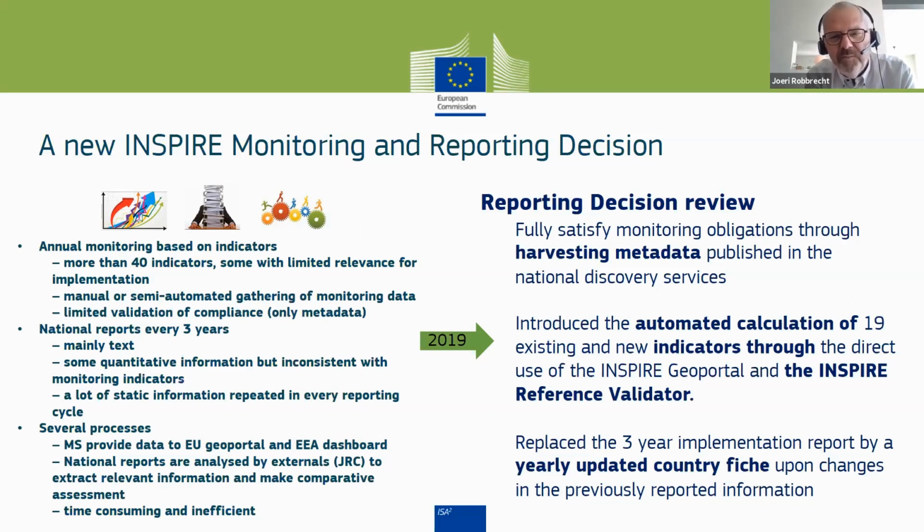So in 2019, we amended the reporting decision and together with the member states introduced a fully automated monitoring procedure and largely simplified the reporting as well. From 40 indicators, we went down to 19 indicators, and these indicators are automatically calculated based on the metadata description of the data sets and the data services that are harvested from the national data catalogs. The 3-year reporting was replaced as well by an online country fiche that should be yearly updated in view of any change that took place in the member states.